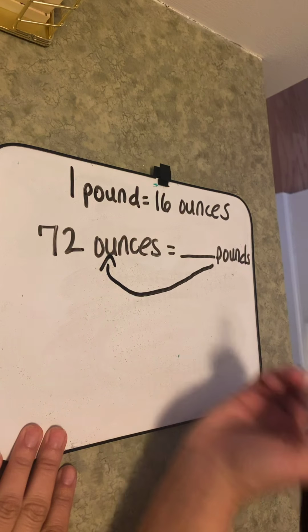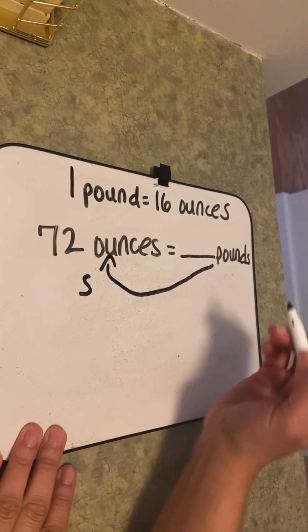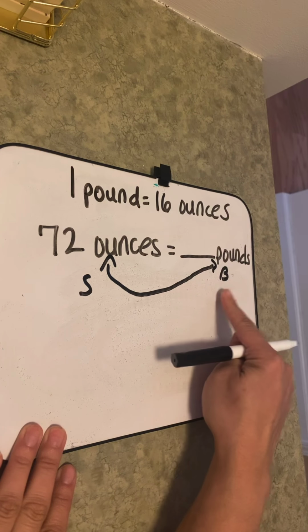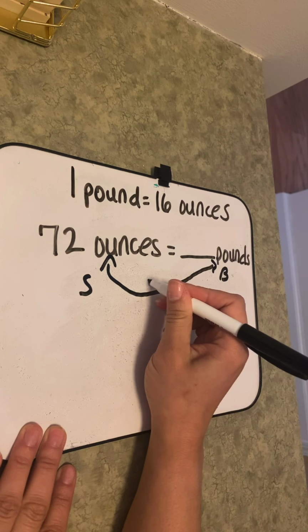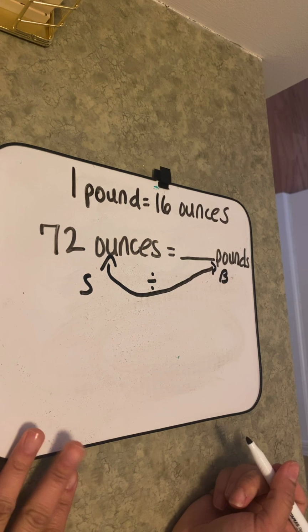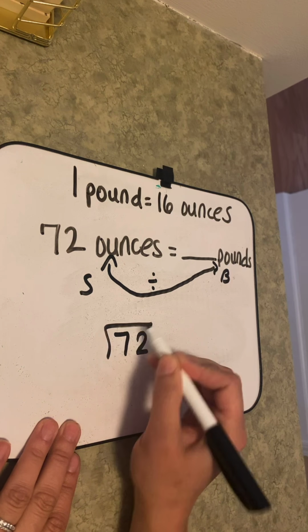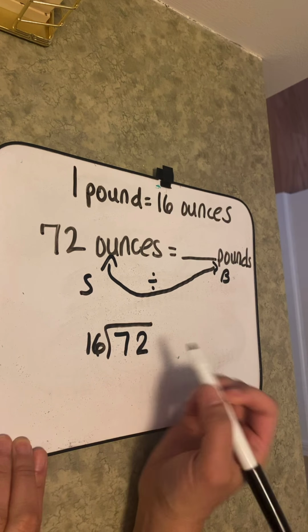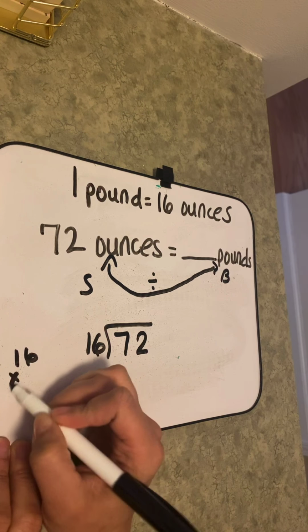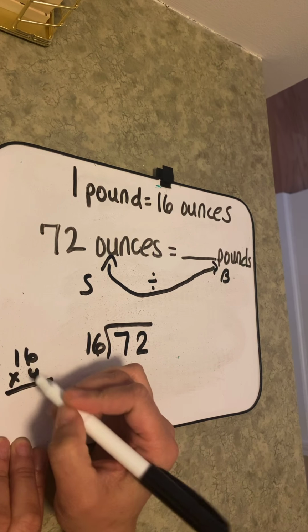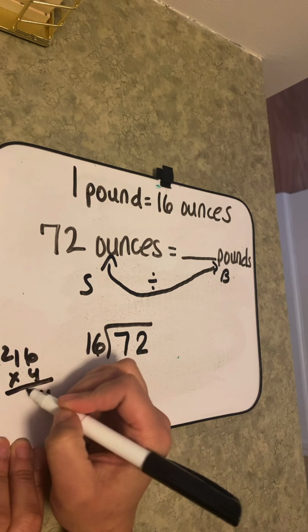So that means we're going from a small unit to a big unit, so we're going to be dividing. We're going to divide 72 ounces by 16. Now, if you need to do the math on the side, you should always do that. And that's going to give me 64.